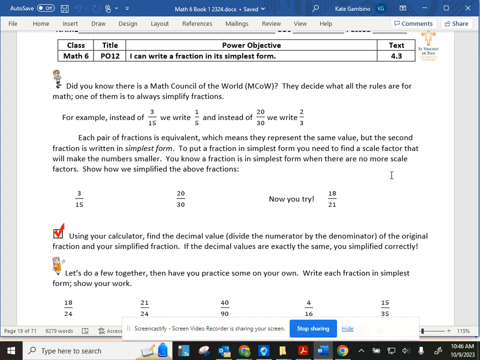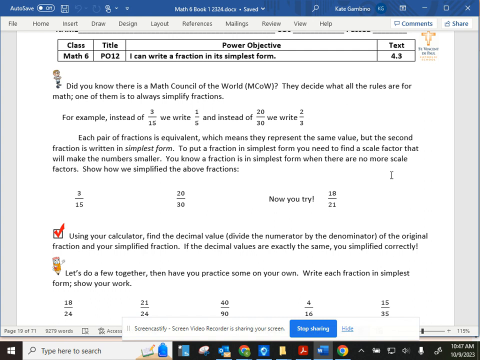So, Mr. Schultz says there is a math council of the world. They decide what all the rules are for math, and one of them is to always simplify. Simplify those fractions. That is a big rule we have. Even if the directions don't say to simplify, we know that we need to simplify.